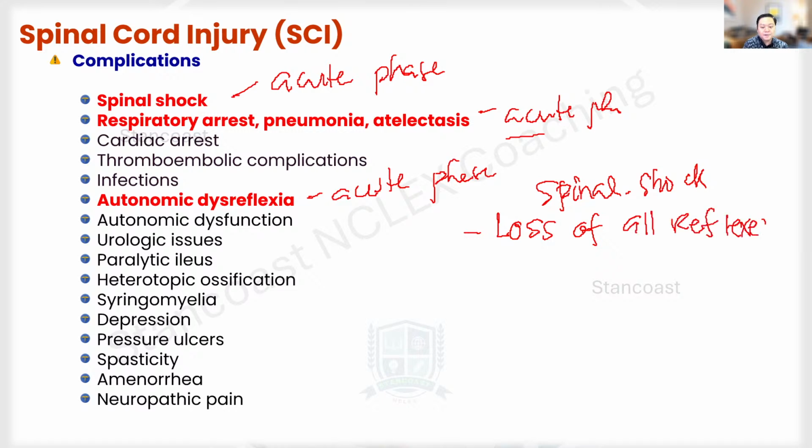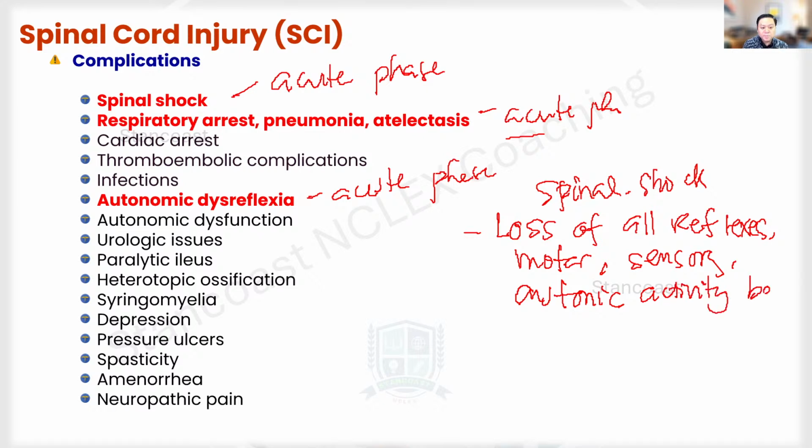All right, so what's going on here? Reflexes. It also includes the loss of motor function, loss of sensory function, and also the autonomic activity below the level of injury. So bladder control, bowel control, also the erections, impotence, those kinds of things. Okay, autonomic activity below the injury.